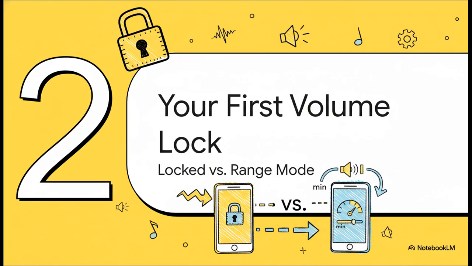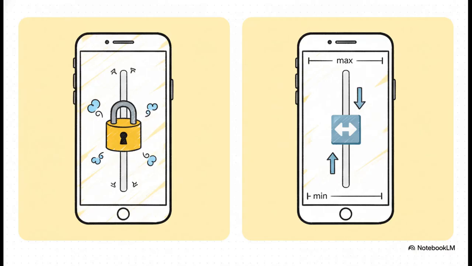Okay, it's time to set our very first lock. Now, to do this, you need to understand the two powerful modes that the app offers. And trust me, this is where the magic really starts to happen. So the difference here is simple, but it's incredibly powerful. Locked mode sets a volume, let's say 80%, and it will not budge. No matter what buttons get pressed, it stays there. Then you have range mode, which gives you some flexibility. It lets you adjust the volume, but only within a safe zone that you defined.